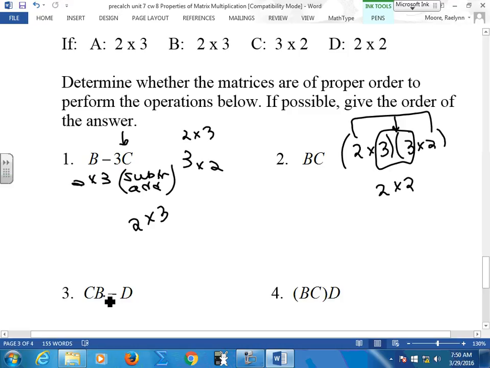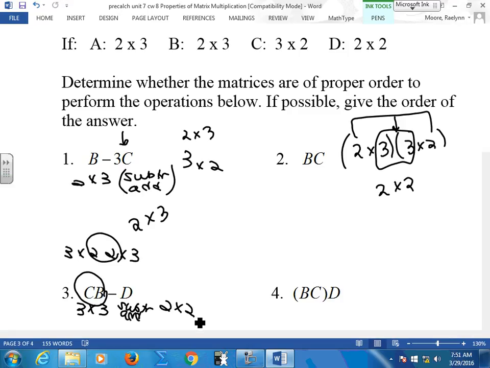C times B, you're going to do this first. So C is a 3 by 2, and B is a 2 by 3. So do these line up? So this guy would result in a 3 by 3. And whether you add or subtract, they need to be the same. So D is a 2 by 2. Can we take a 3 by 3 and add or subtract a 2 by 2? No. So this is not possible.